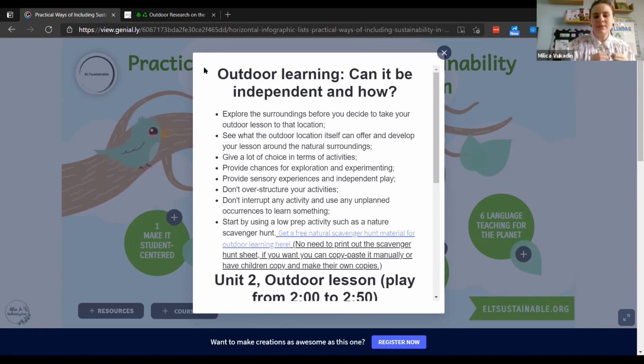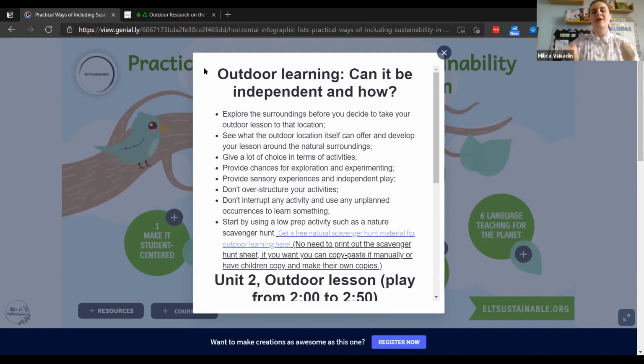Next, see what the outdoor lesson itself can offer and develop your lesson around the natural surroundings. Don't sit at home and type up a perfect lesson that doesn't work in reality, just like Ben said. Don't make the polar bear, please. Go there and see what this location can offer.